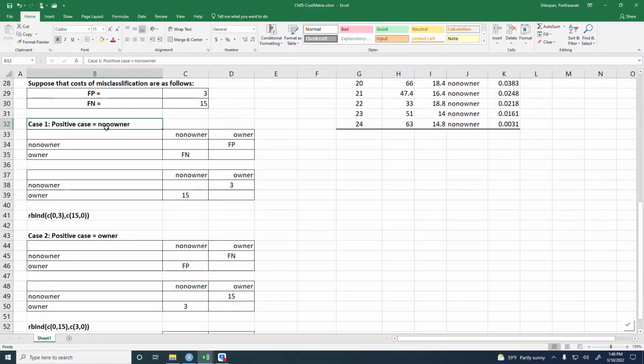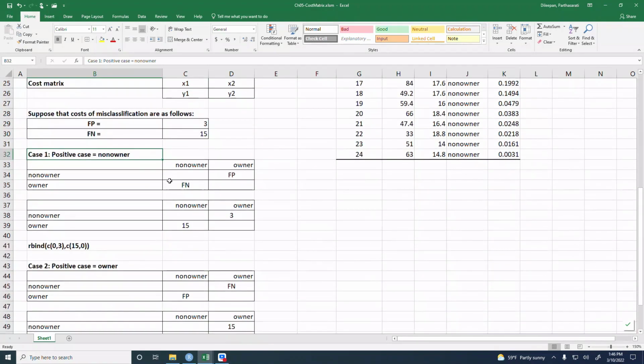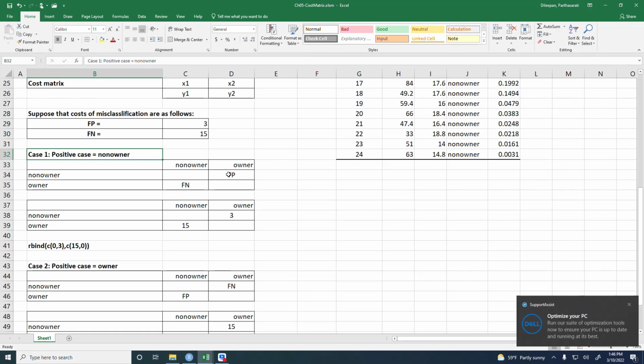You can have the positive case as non-owner, in which case this is what the confusion matrix is going to be like. So you're predicting non-owner, which is the positive class, so you're predicting positive, but the actual ends up being owner. So it was predicted positive falsely. So this is false positive. And this will be a false negative.